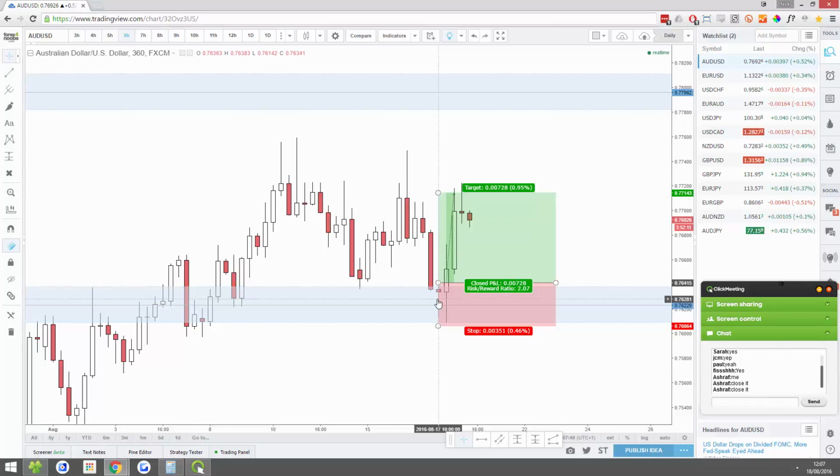So like, my risk to reward ratio was 2. So yeah, what was your risk to reward ratio? I think you're new, right? So I'm not sure if you know what we mean when we say risk to reward ratio, but basically it's the size of your target divided by the size of your stop.